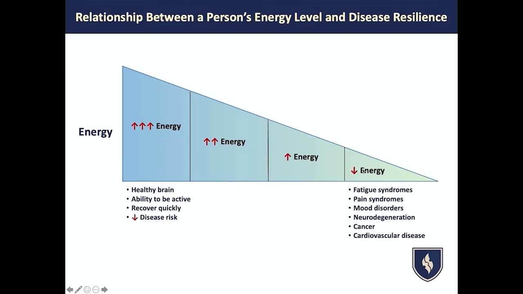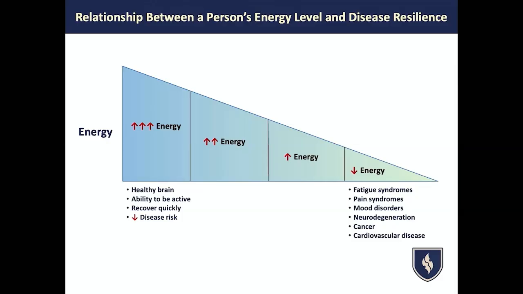There's variables and factors that change those expressions, right? So if someone goes on the other side of the spectrum and they have fatigue syndromes and pain syndromes and mood disorders or neurodegeneration and cancer and cardiovascular disease, there's lots of research that shows faulty bioenergetics are a key part of that. So when people come in and say, hey, I'm really tired, it's a really big deal.